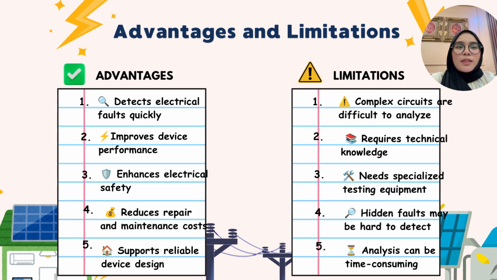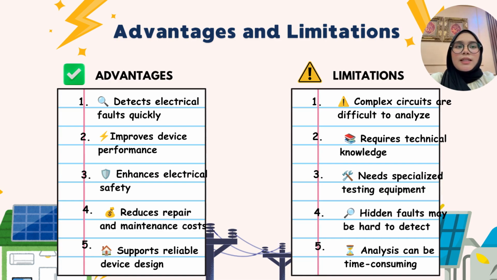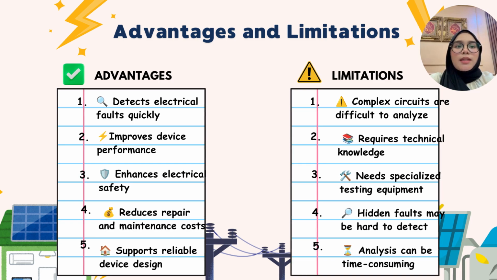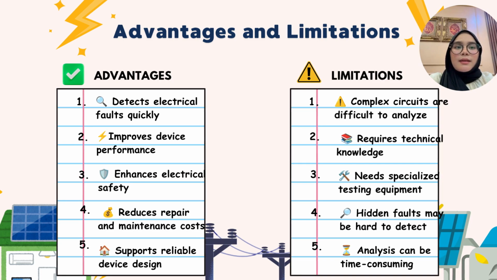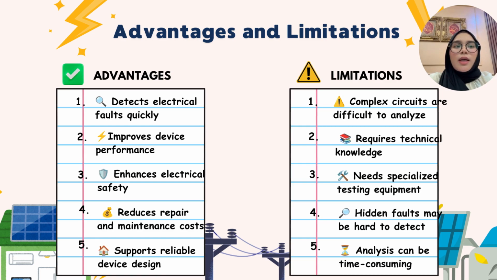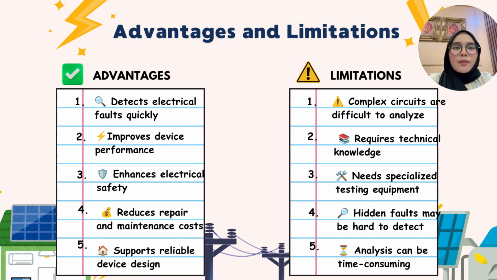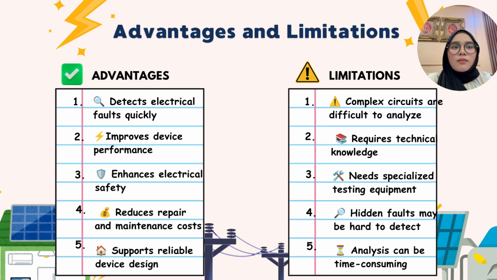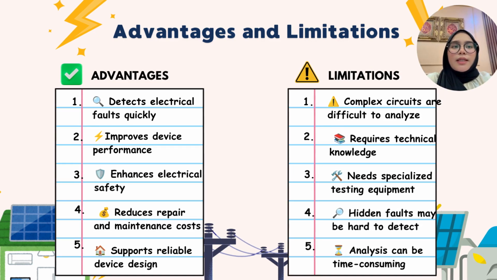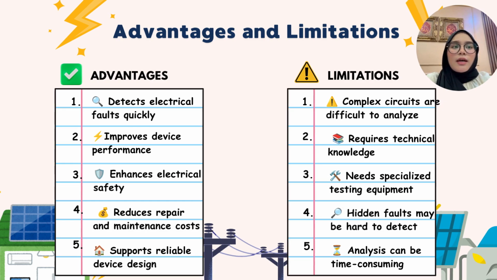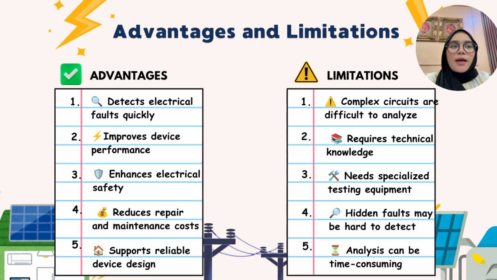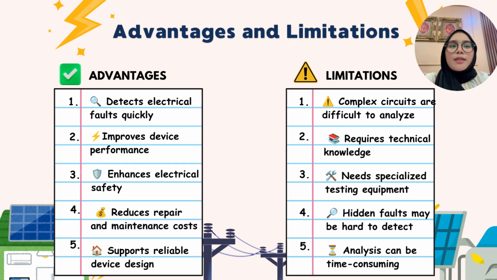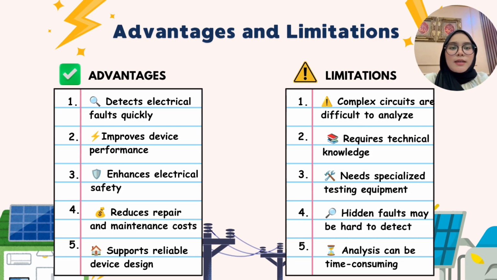The third limitation is that specialized testing equipment may be required. Tools such as multimeters or circuit testers are often needed to diagnose problems correctly. Another limitation is that hidden faults can be difficult to detect. Some problems only occur under certain operating conditions, so they may not be immediately visible during testing.